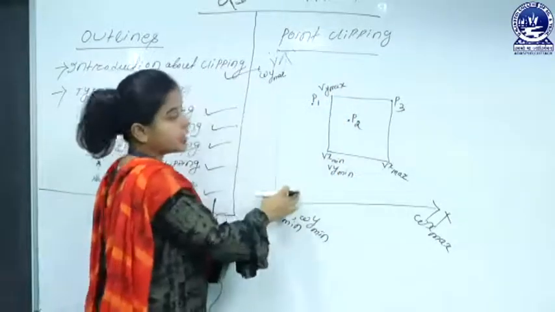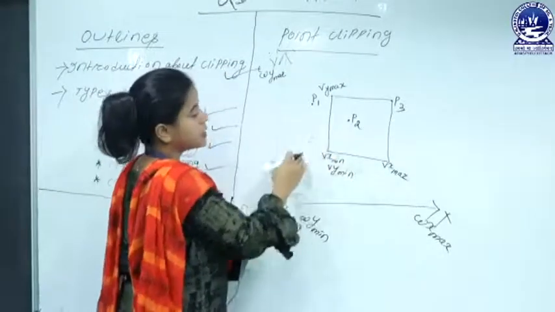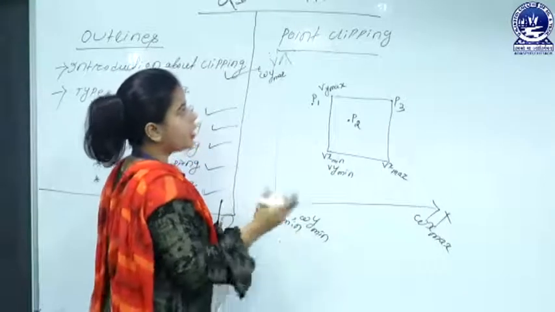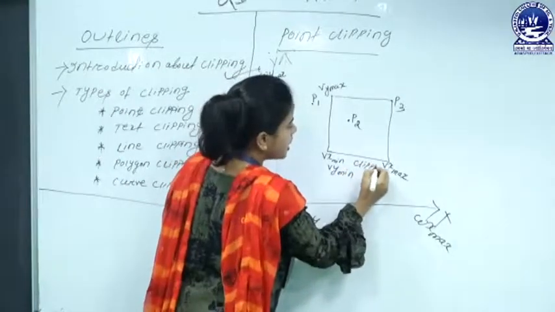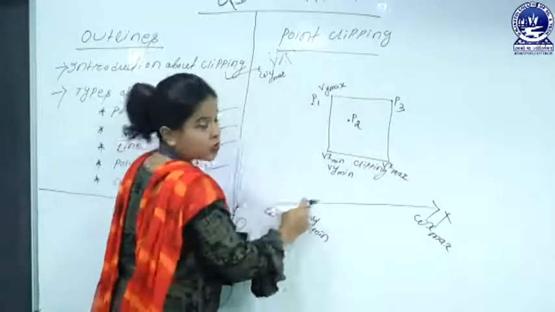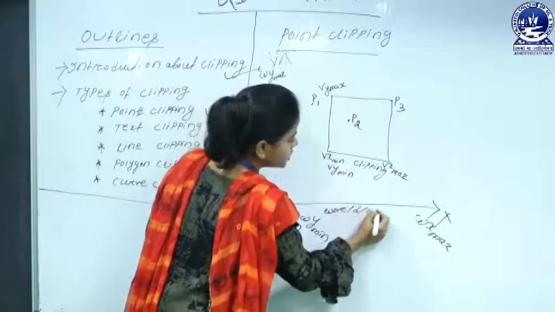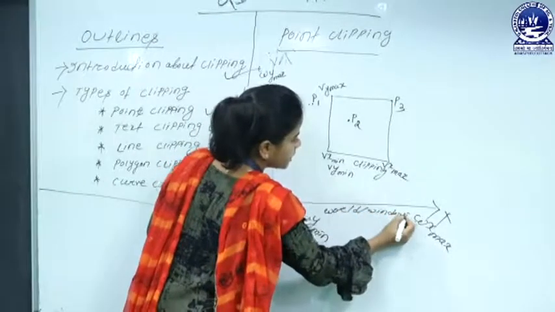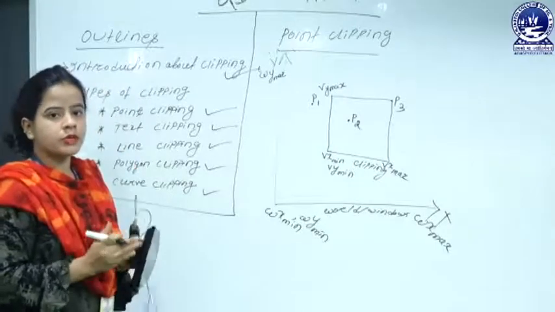So now, to check which pixel points are to be accepted and which are to be rejected after point clipping. This is the clipping window, and this whole coordinate system is called the world coordinate system, or window coordinate system. So how is that clipped? It is done by using some algorithm steps.